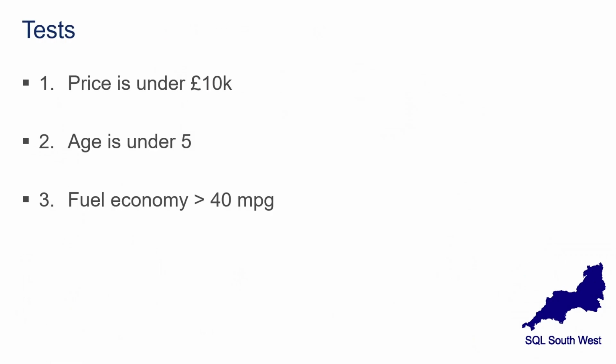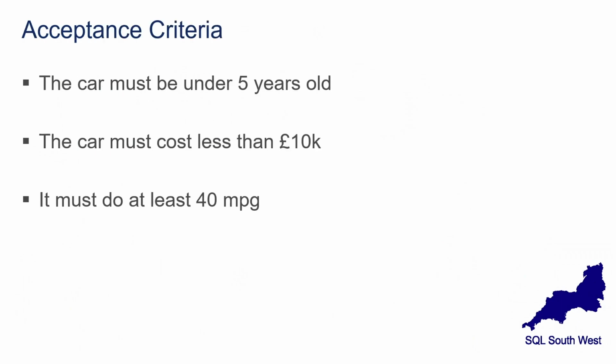Those requirements, whilst being one sentence, would relate to 3 tests. So the price is under £10,000, the age is under 5, and the fuel economy is more than 40 miles to the gallon, which also become your acceptance criteria, exactly the same. So now you can see that a list of requirements becomes your test list, which becomes your acceptance criteria. And if your report matches all those things, then you know that you're doing fine. You've met what you should have produced.